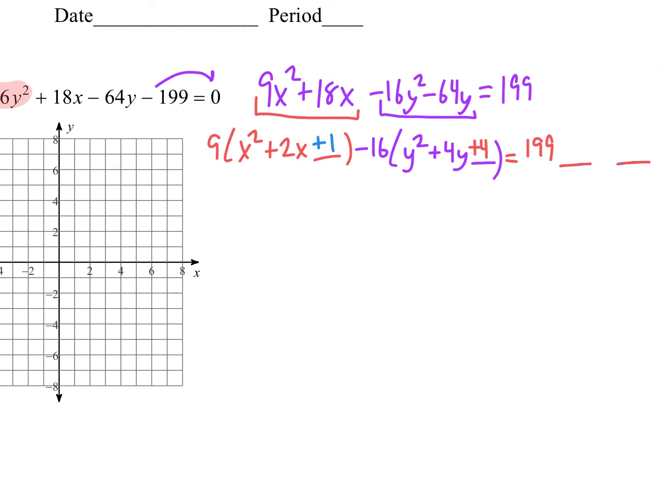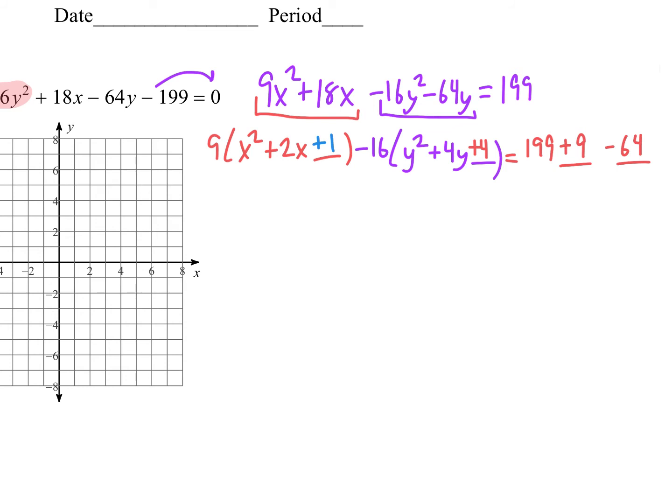Okay, so we added 2 things. The first one with the x's there, we added a plus 1, but it was multiplied by 9. So we really need to do a plus 9. And then with the purple, the y terms, we added a plus 4. It was really times negative 16. So that was really going to be a minus 64 that we need to balance out.